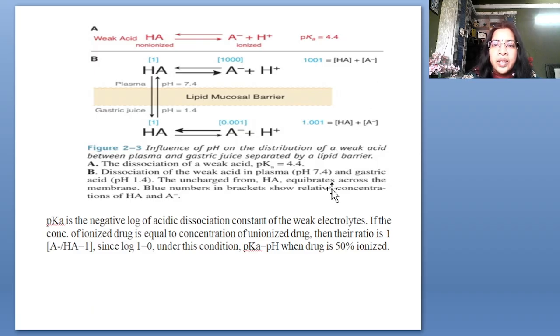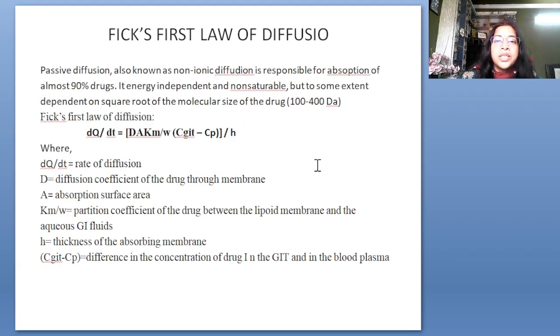So you can see here the influence of pH on the distribution of a weak acid between plasma and gastric juice separated by a lipid barrier. Here in diagram A, the dissociation of a weak acid whose pK is 4.4, and B shows the dissociation of weak acids in plasma where pH is 7.4 and gastric acid pH is 1.4. The uncharged form HA equilibrates across the membrane, and blue numbers in brackets show relative concentration of HA and HA minus. Passive diffusion is best described by Fick's first law of diffusion.